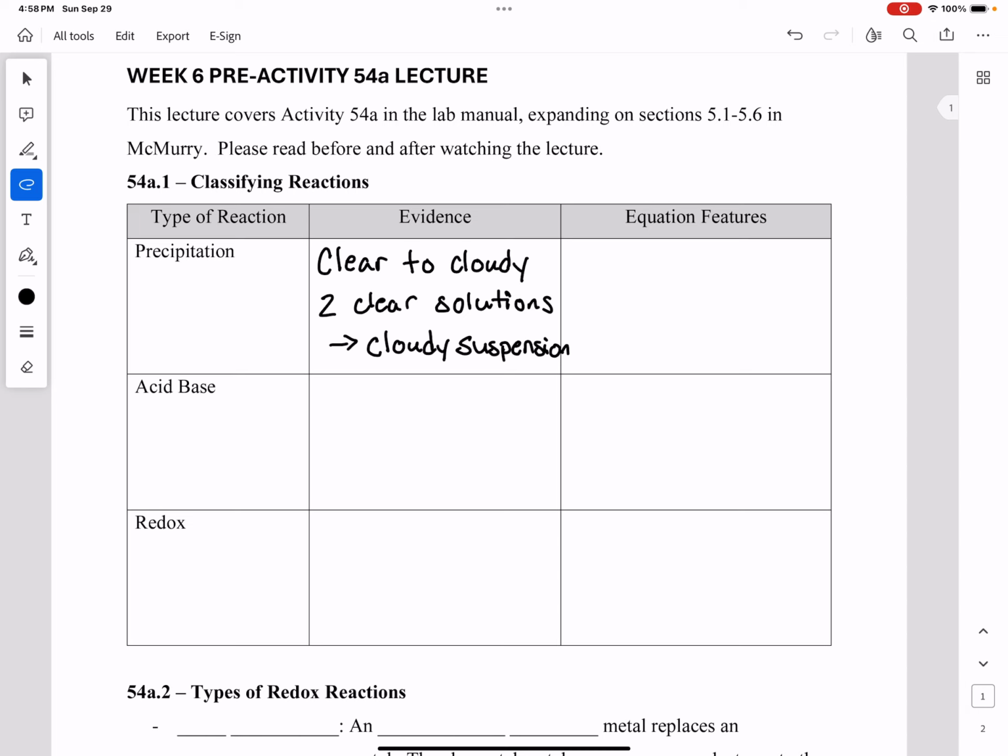Okay, so what do we need to look for in the equation? If we're presented with an equation and we need to classify it, we would look for the reactants being aqueous. We'd have one solid product, and one aqueous product. One solid product, one aqueous product.